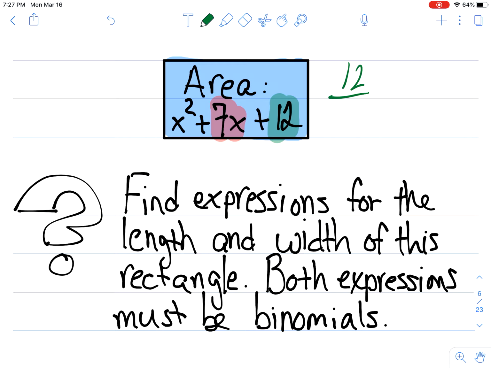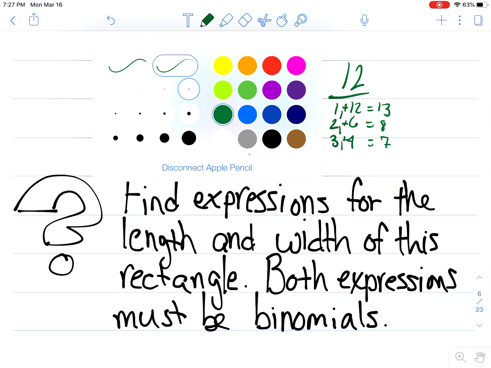Let's write that 2 again. There we go, factor pair of 12 that adds to 7. So I'm going to list my factor pairs of 12: 1 and 12, 2 and 6, 3 and 4. I don't think there are any other factor pairs of 12. Now if we add them, that becomes 13. That becomes 8. And 3 plus 4, that's the 7. That's the one that I need.